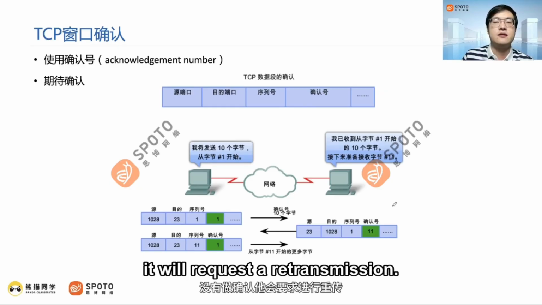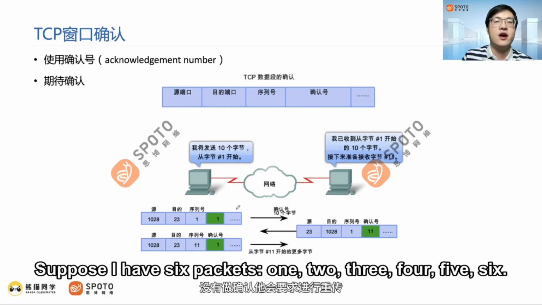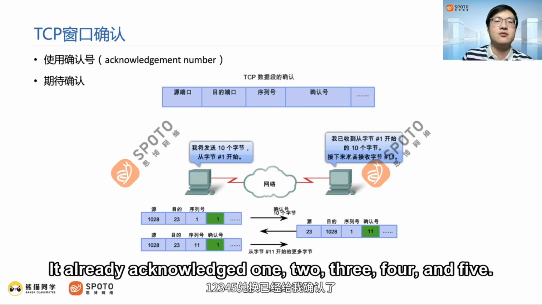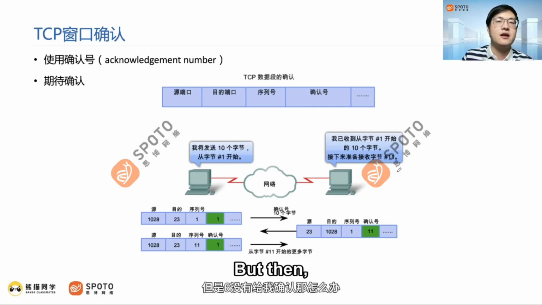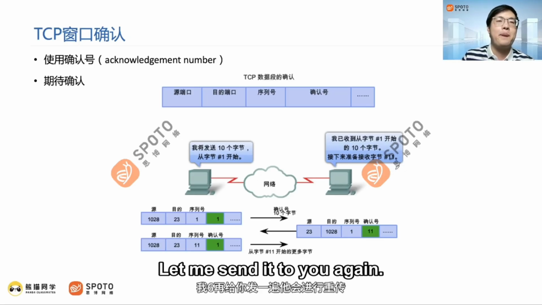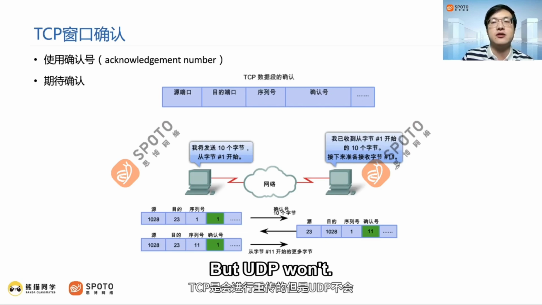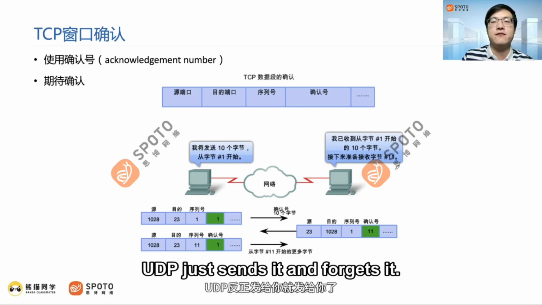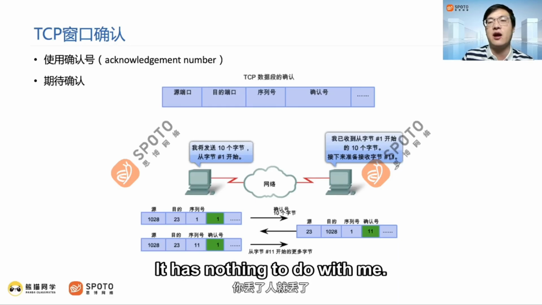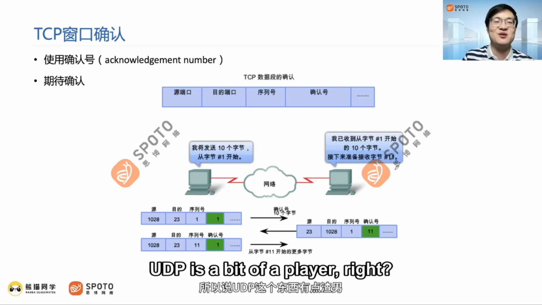Without acknowledgement, it will request a retransmission. Suppose I have 6 packets: 1, 2, 3, 4, 5, 6. It already acknowledged 1, 2, 3, but 6 wasn't confirmed, so what do we do? Let me send it to you again. It will retransmit. TCP will, but UDP won't. UDP just sends it and forgets it. If it gets lost, it has nothing to do with me. So, UDP is a bit of a player, right?